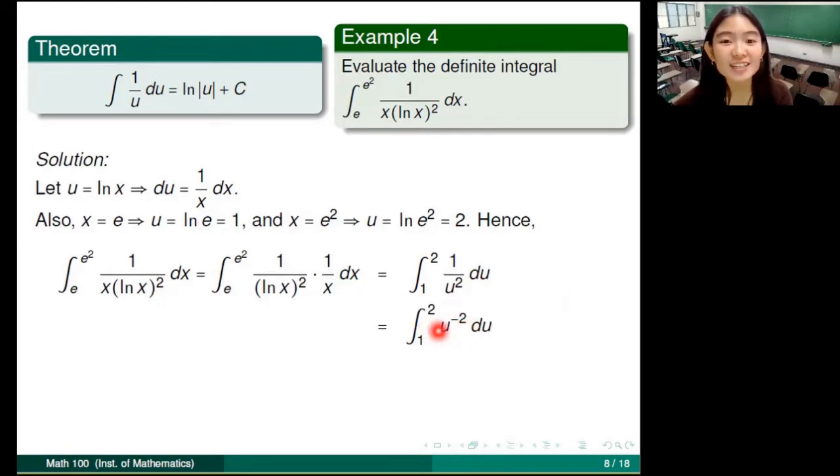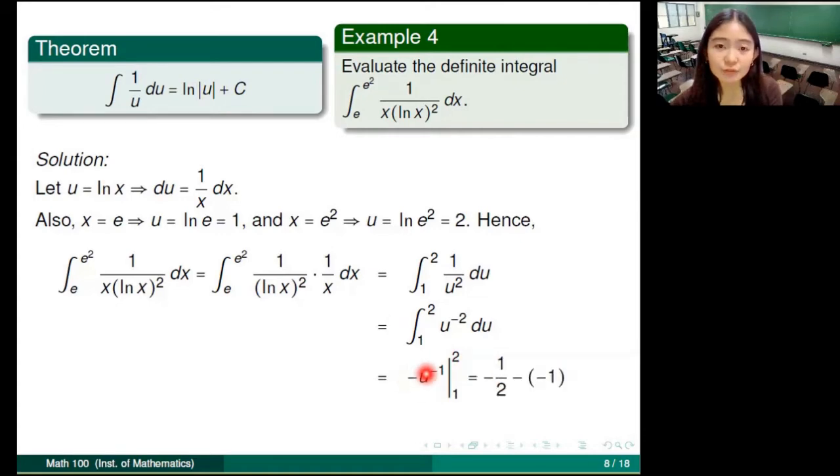Write natin as u raised to negative 2. So, power rule ang gagamitin natin dito. Ang integral ng u raised to negative 2 mula sa power rule ay this. And then, our goal here is to look for a legit value. Okay? So, pasok lang natin ang ating bounds. Okay, so this is negative 2 raised to negative 1 or negative 1 half minus, okay, by the formula, negative 1 raised to negative 1, kaya negative 1 lang ito. So therefore, our final answer is 1 half.